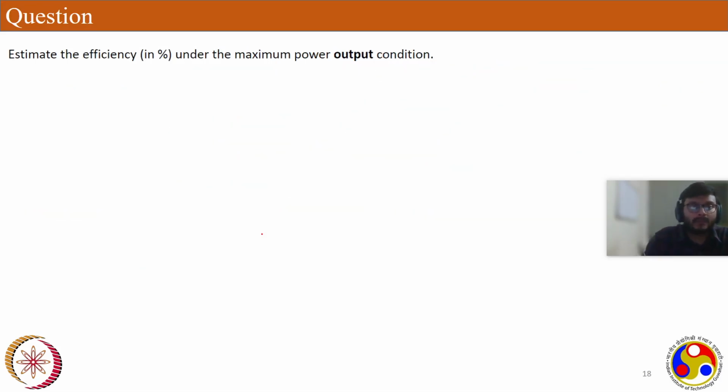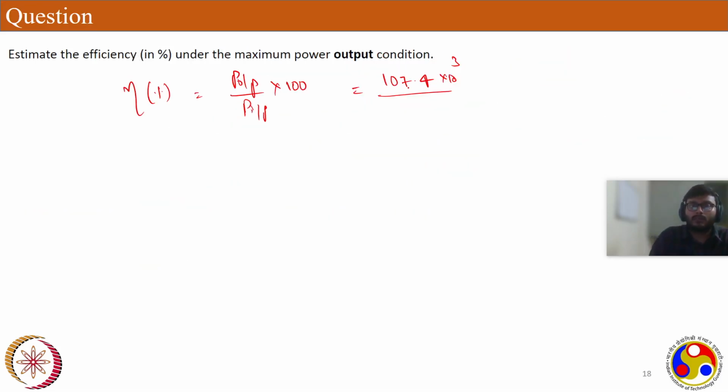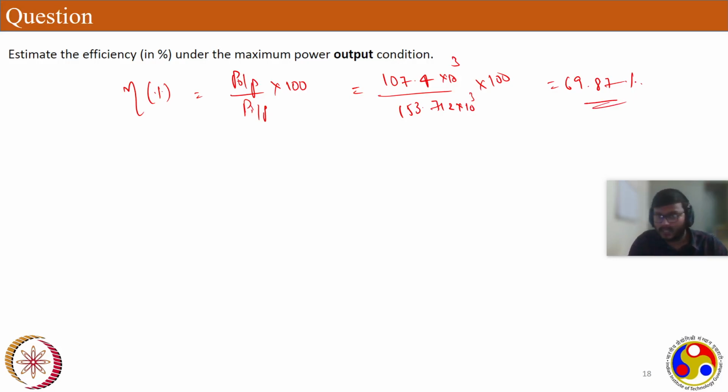Again, efficiency percentage is equal to P output by P input multiplied by 100. So P output is how much? 107.4 into 10 cube because of kilowatts, and the input power is 153.712 into 10 cube, into 100. So 107.4 kilowatt divided by 153.712 kilowatt will give you an efficiency of 69.87%. Still, it's very low efficiency for a synchronous machine.